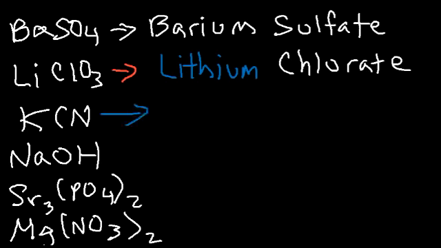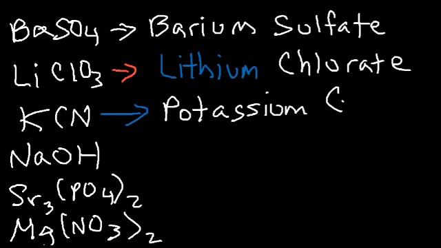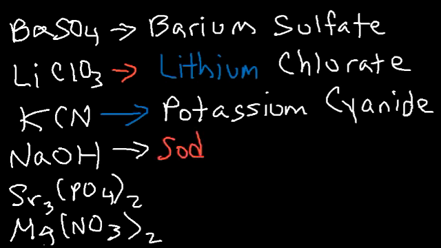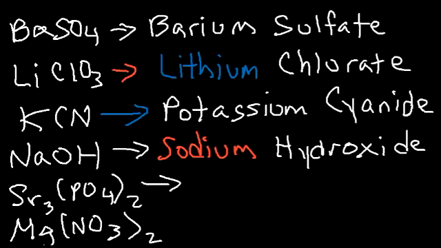Now what about the next one, KCN? So what is K? K is potassium, and CN is another polyatomic ion, and this one is called cyanide. Very dangerous stuff. Now what about NaOH? Na is sodium, and the OH- ion, that's a polyatomic ion, so that's hydroxide. Now what about the next one, Sr3(PO4)2? The first element is called strontium, and the second one, the polyatomic ion, you simply need to know that it's phosphate.